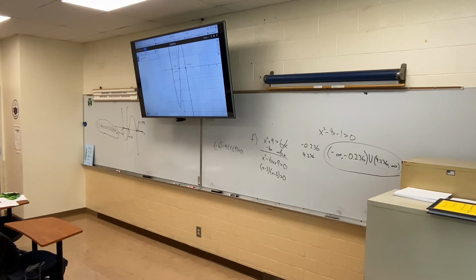Okay, so D, we have x squared plus 12x plus 4 is greater than 0. Okay, so let's graph that on our calculator. Let's try to find the zeros of that on our calculator.